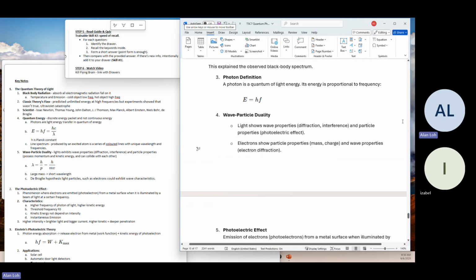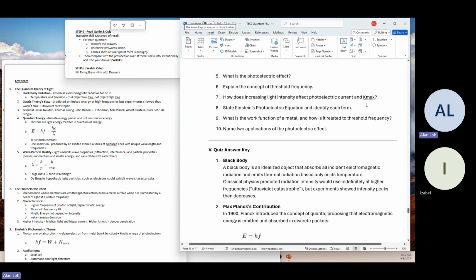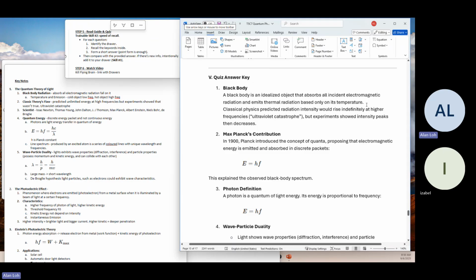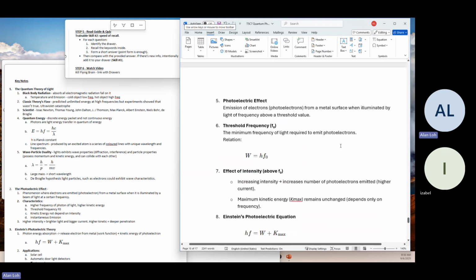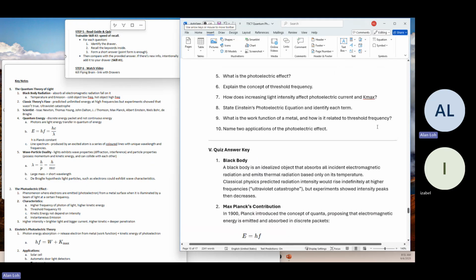Number 6, explain the concept. Drawer number 2. Compare the answer. Number 7, intensity. This is a tricky question.